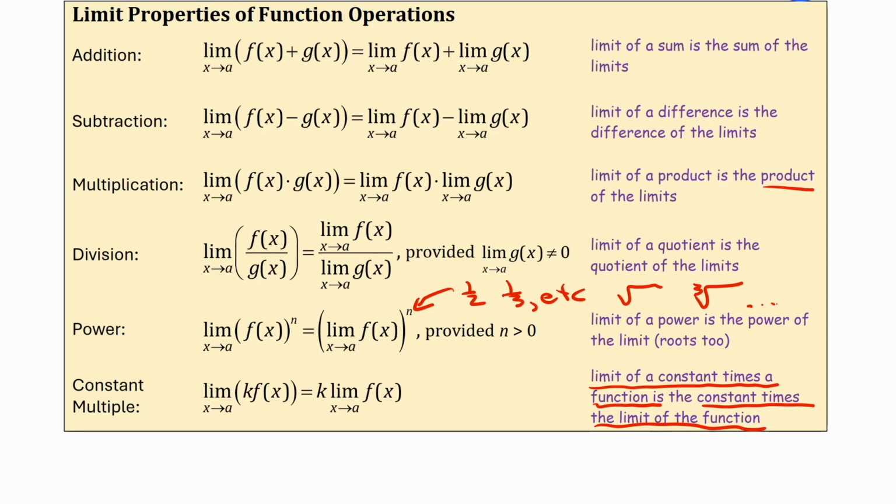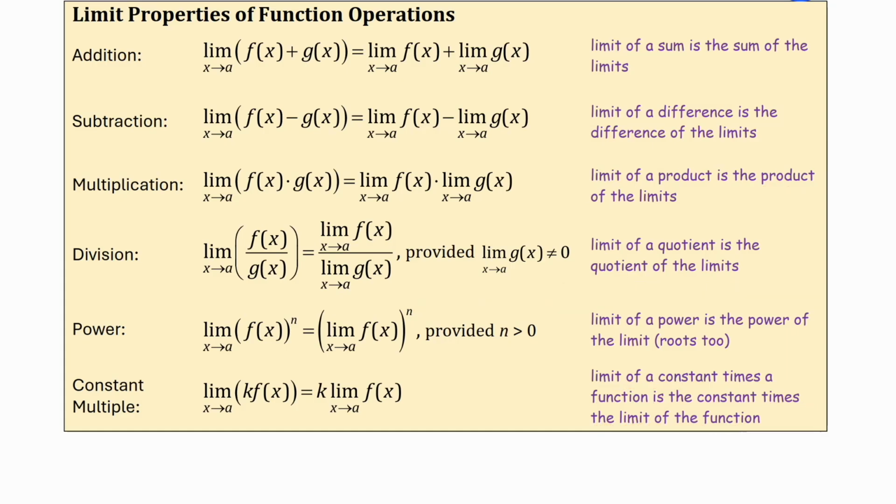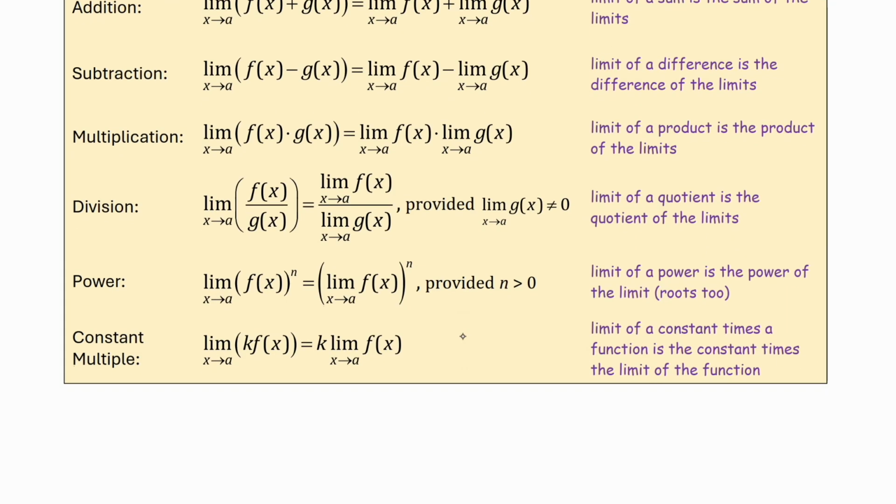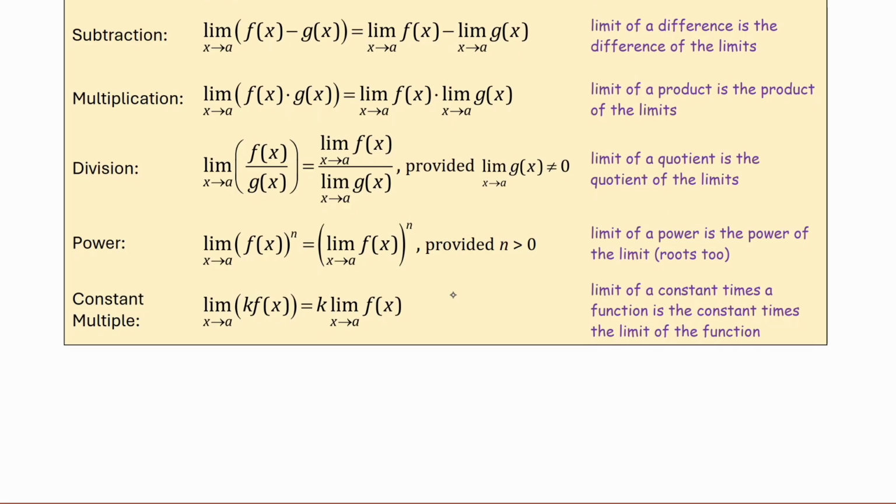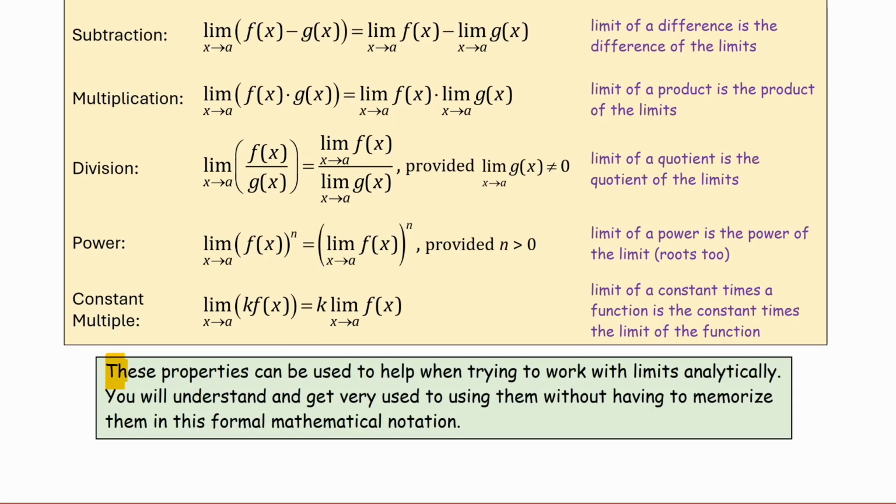Now, I know when you look at a list like that of properties written in a very abstract, theoretical way with notation like that, you might start to panic a bit. But you should know that these are just properties that you're going to use when you're working with limits analytically. You're going to get to know them and understand them without having to memorize them in this formal mathematical notation. So don't worry. Now we're going to see if we can use these properties to work out some limits analytically.